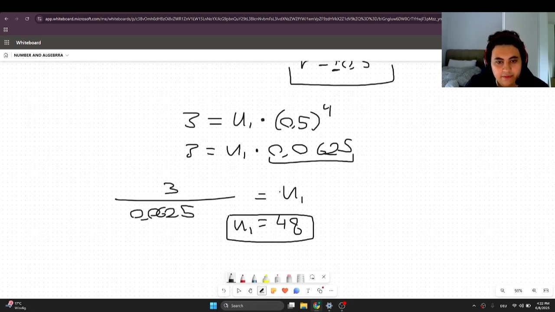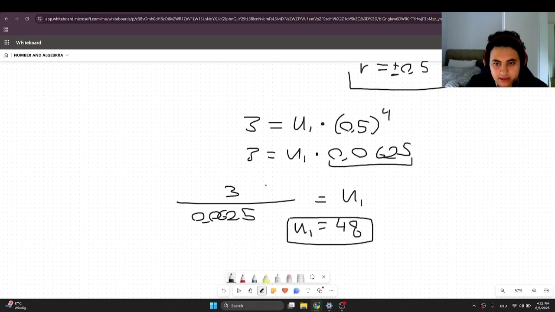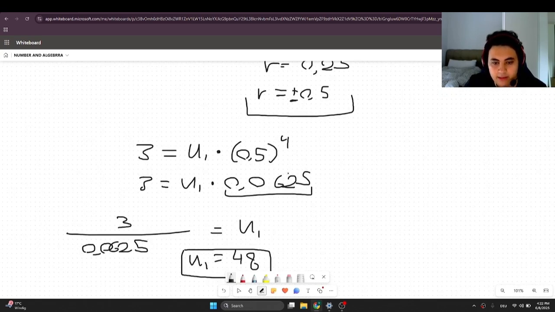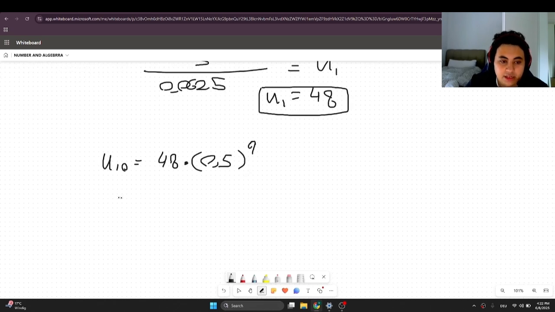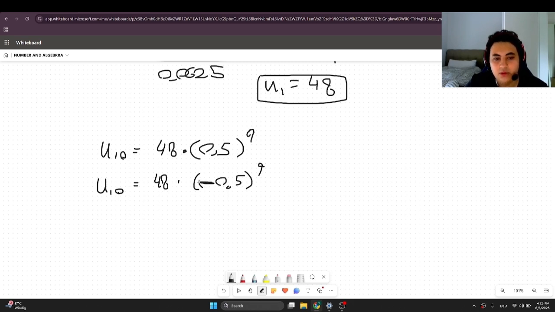So we have the common ratio, and we have u1 is equal to 48. Now I know that we have the common ratio as plus or minus, but that's just how it is. So now we need to find u10. Well, u10 is equal to u1, which is 48, multiplied by 0.5 to the power of 10 minus 1, which is 9. So this is the first equation for u10. u10 can also be 48 multiplied by negative 0.5 to the power of 9. We have two possible sequences here.